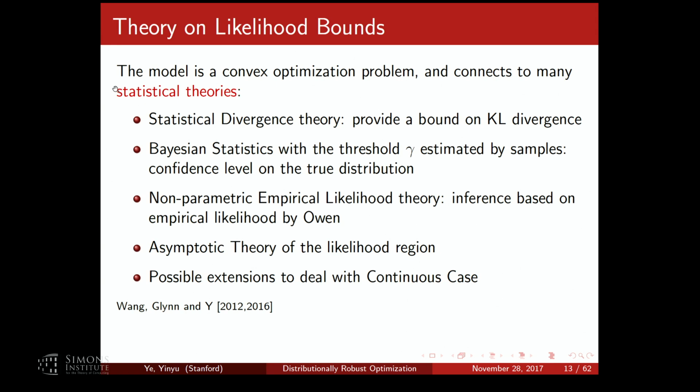Then you can again analyze a lot of statistics related to divergence, and how to estimate by samples the confidence on the true distribution. Use the empirical likelihood theory related to Owen and the asymptotic theories, and the possible extension to deal with the continuous case. So that's one way. Basically, given you have finite realizations, you do a sample distribution, then you want the true distribution's max likelihood to be at a certain level. Okay, so that's another way to do it.